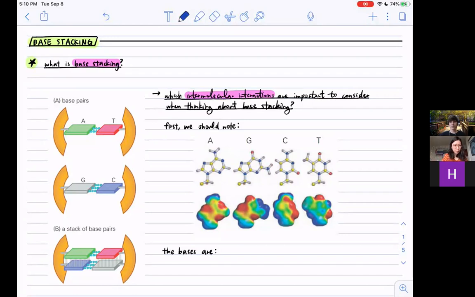So first, to start off with base stacking, what actually is base stacking? Well, it's the dominant contributor to the stability of the nucleic acid double helix. And it's the result of intermolecular forces, or IMFs, between the planes of the base pairs.